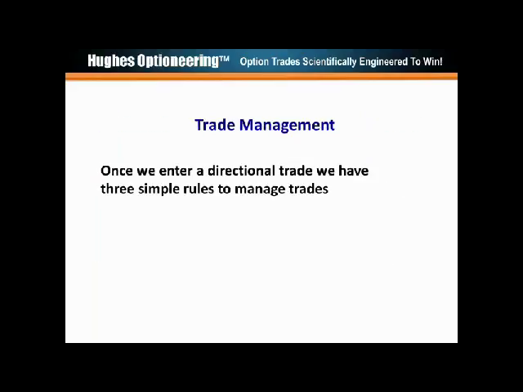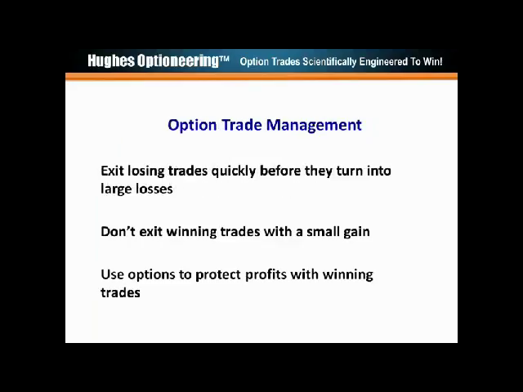Once we enter a directional trade, we have three simple rules to manage it. We always exit losing trades quickly before they turn into large losses. We don't exit a winning trade with a small gain, and we use options to protect profits. If we get a profit in the trade, then we'll use options to protect those profits. We'll exit quickly before it turns into a large loss, and we won't exit a winning trade with a small gain, and I'll show you how you can do that and at the same time protect your existing profit.